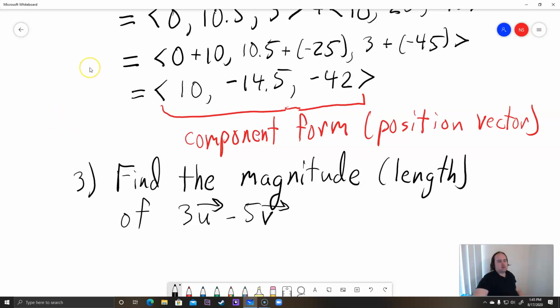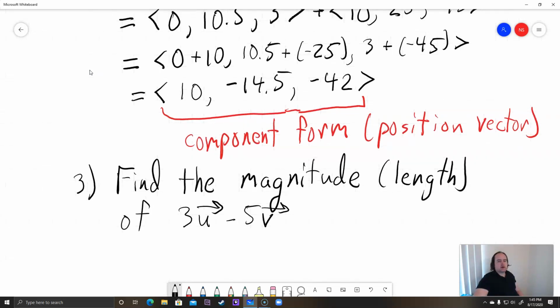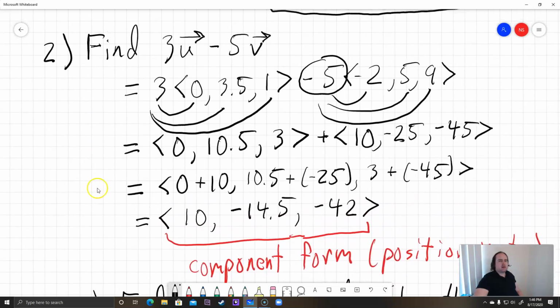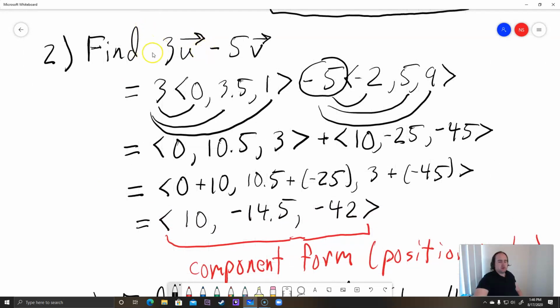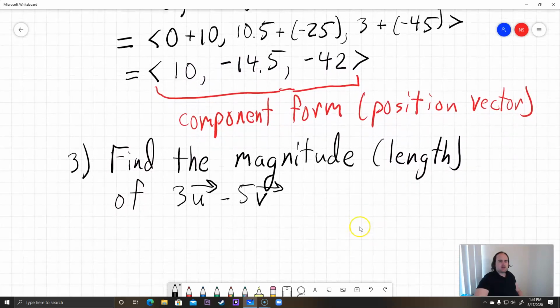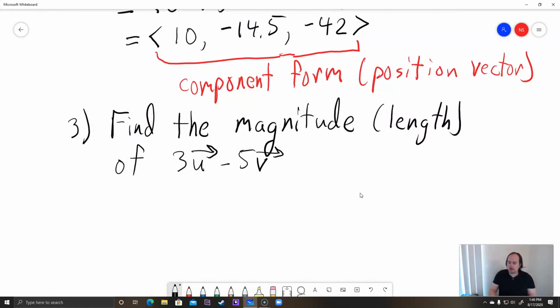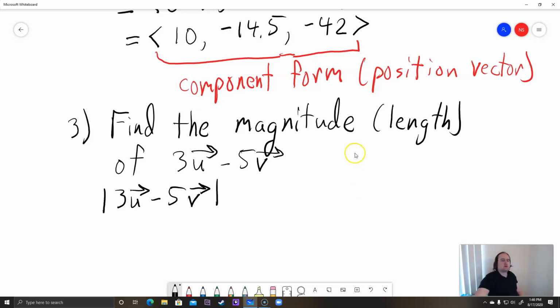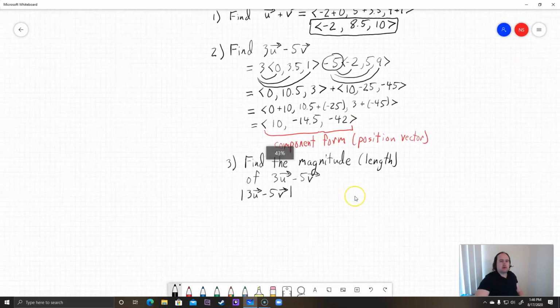Okay, now the thing is, when you're doing a problem like this on your homework, you're not going to have to find 3u minus 5v again, because you just found it in problem number 2. So in problem number 2, we found that 3u minus 5v was 10, negative 14.5, negative 42. Okay? So if we want to find the length of this vector, how do we write it? Well, in our book, we write it with the absolute value symbol. So it's going to be absolute value of 3u minus 5v.